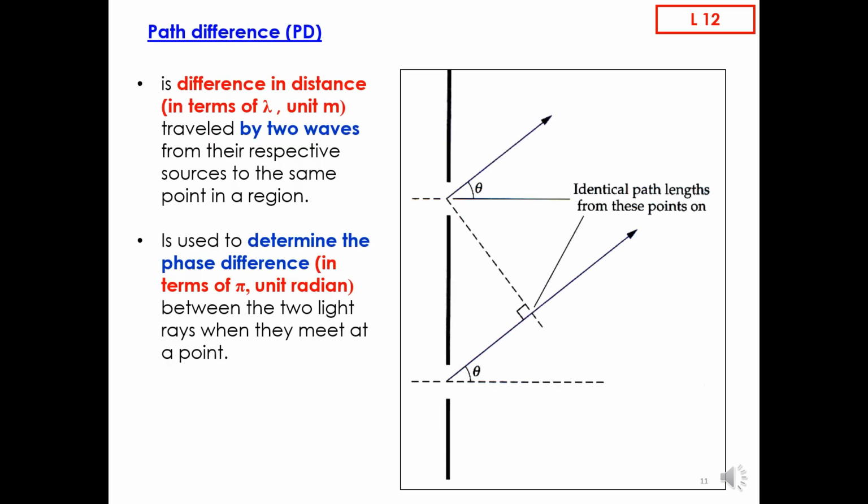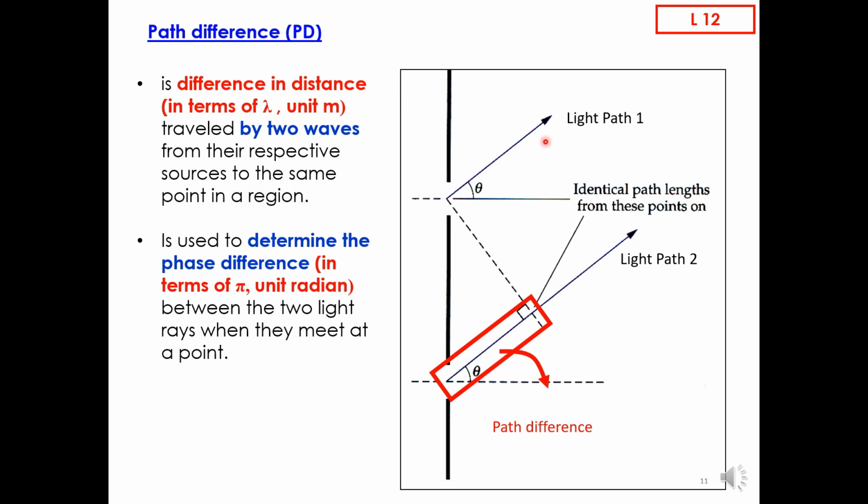Next slide. Path difference. What is the path difference? Path difference is the difference in the distance, in terms of lambda, traveled by the two waves from their respective sources to the same point in a region.